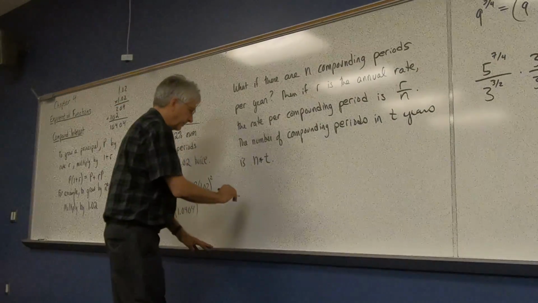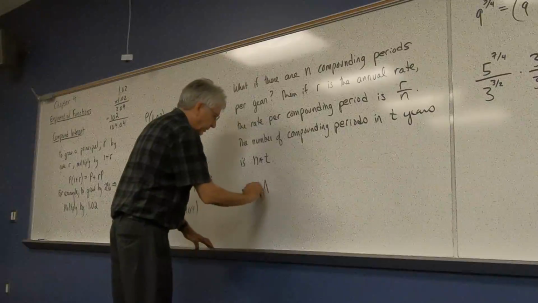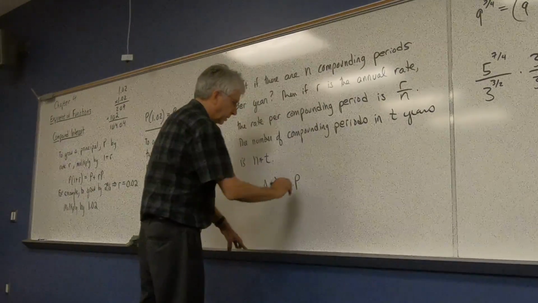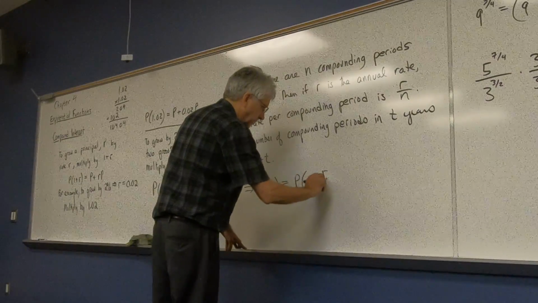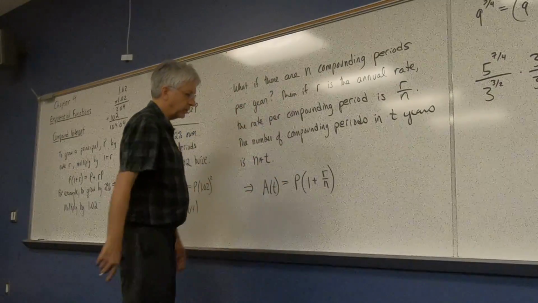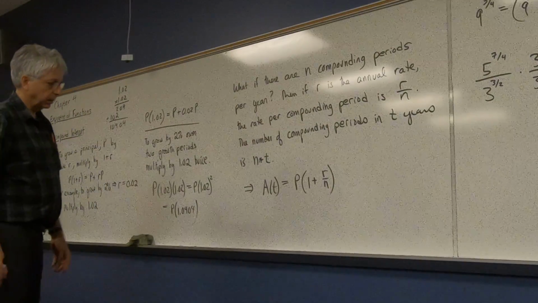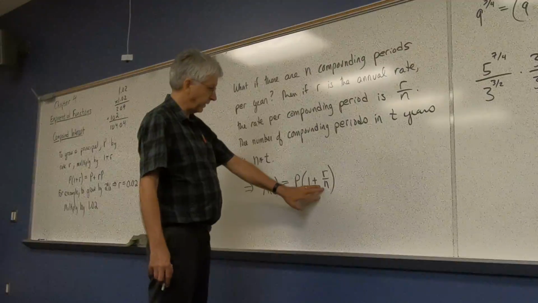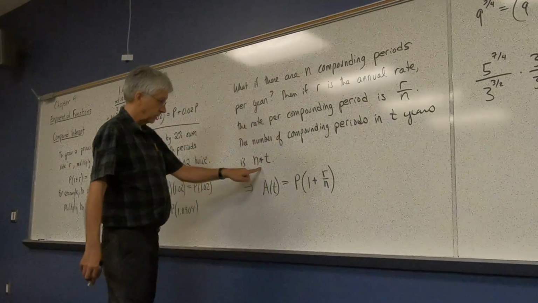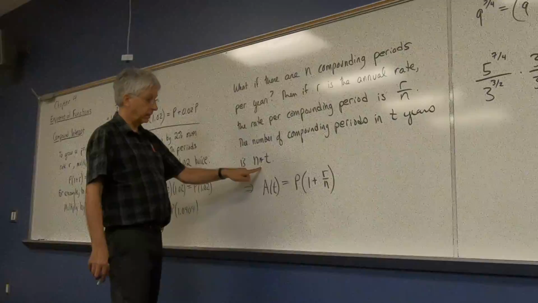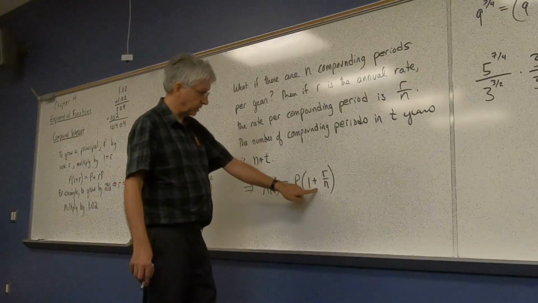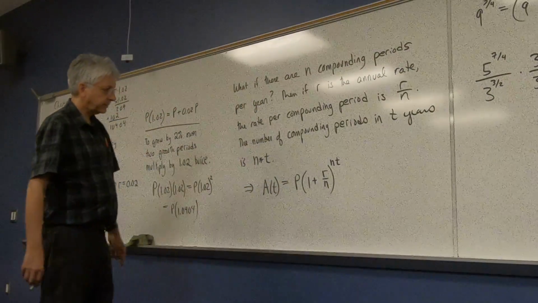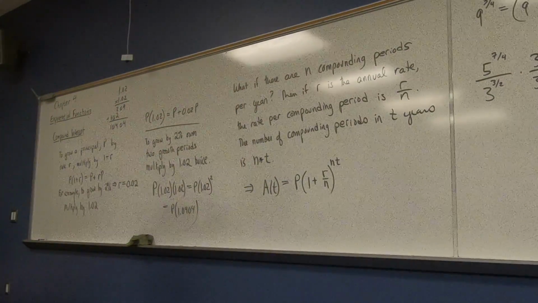So the amount in the bank at time T is going to be your initial principal times the growth factor, which is 1 plus the interest rate per compounding period, r over n. And how many times do you apply this growth factor in T years? That's how many compounding periods there are, n times T. So you're going to multiply by this growth factor nt times. That's the formula for compound interest.